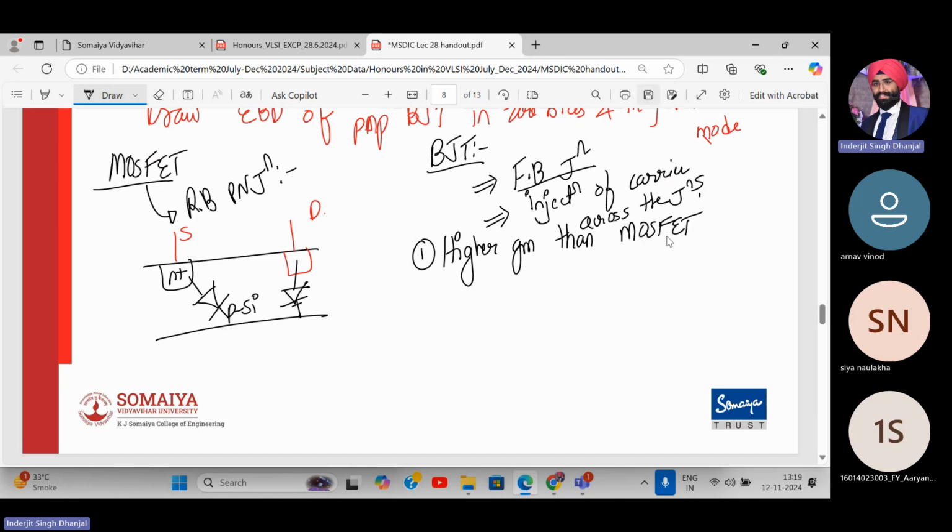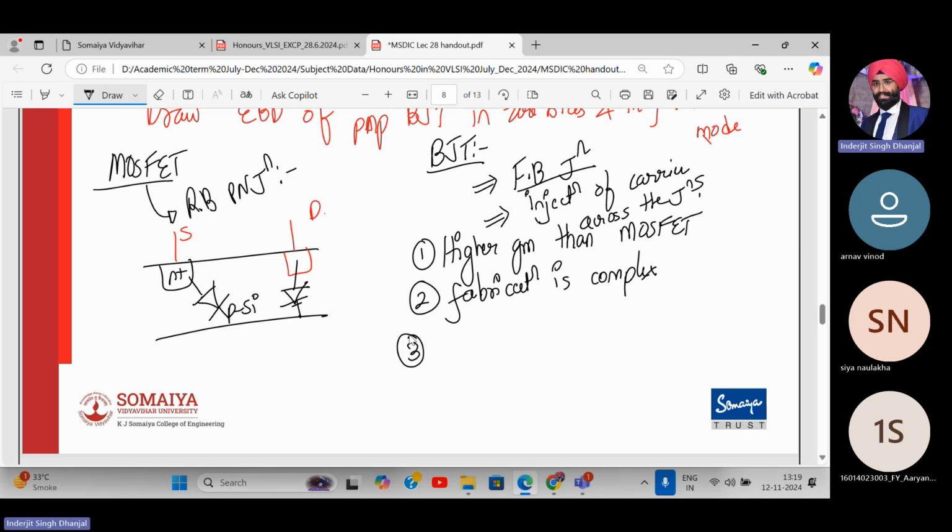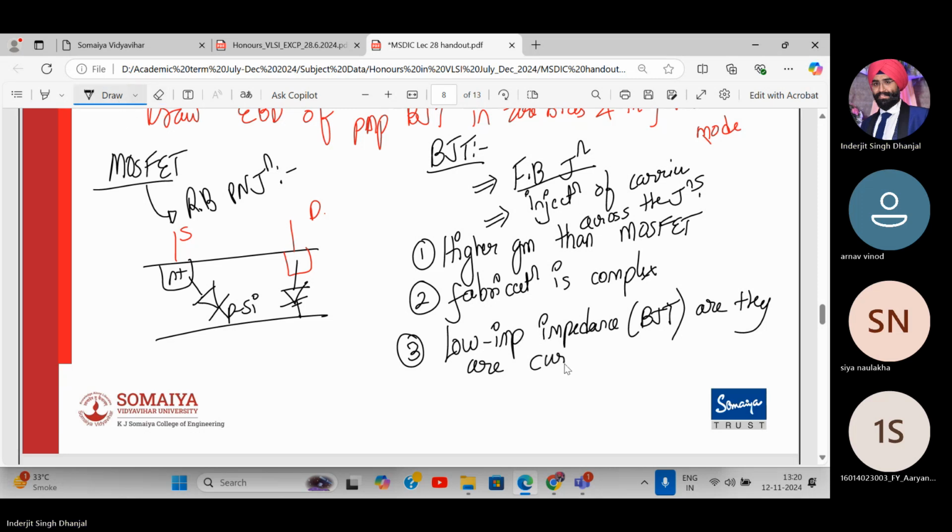MOSFET is metal oxide semiconductor field effect transistor. More complex fabrication. Fabricate means how we make the devices. This is a disadvantage. Fabrication is complex in case of a BJT. It's easier in MOSFET. Then it will have low input impedance. Low input impedance of a BJT. Why? As BJTs are current controlled devices, that is why it offers low impedance.